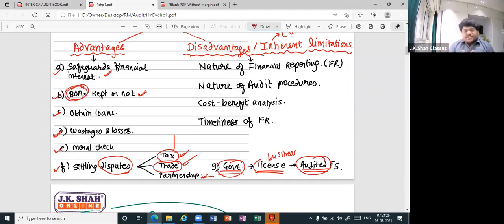How many types of disputes here? Three types of disputes: tax dispute, trade dispute, partnership disputes. By the way, is it that audited financial statements invite no dispute? No, they do invite disputes in real life, but obviously it helps to solve them if it is audited in the first place. Next, if the government issues licenses, they will rely on audited financial statements. All cool? Let us mark this much first from the textbook, then we will do the disadvantages.